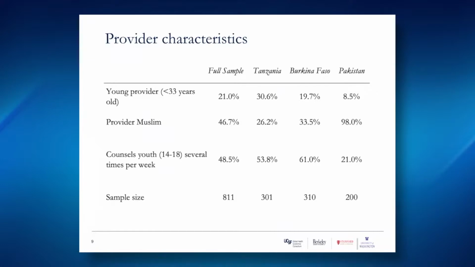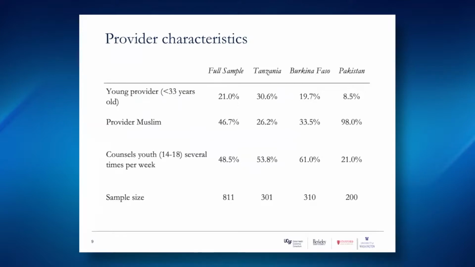As for the few characteristics of these providers themselves, most of them are not youth themselves. Some are younger than others. There's a spectrum across the different countries in the extent to which they're Muslim or other religions. A lot of them do say that they are counseling youth. They see youth in their practices regularly, but in Pakistan that's less likely to happen, that they're seeing youth 14 to 18, even though we know that marital rates are so high among youth 14 to 18 in Pakistan.